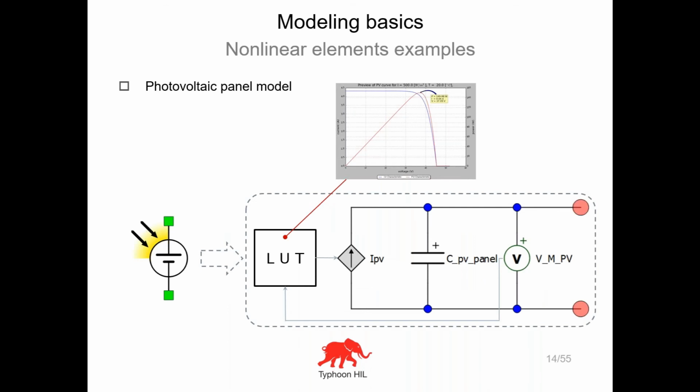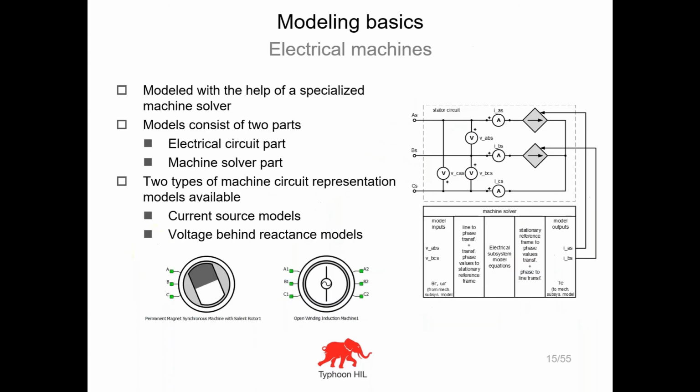Similarly, the PV panel model is represented by its IV curve, and the IV curve is stored in the lookup table. In the circuit, the PV panel is represented by a current controlled source, and the voltage of the PV panel is measured, and its value is used to read the corresponding current value from the lookup table, which is then fed to the current source.